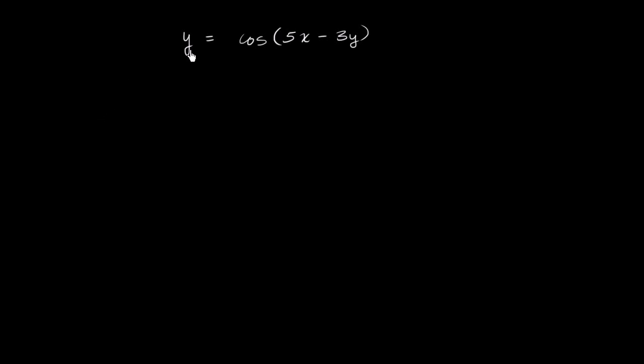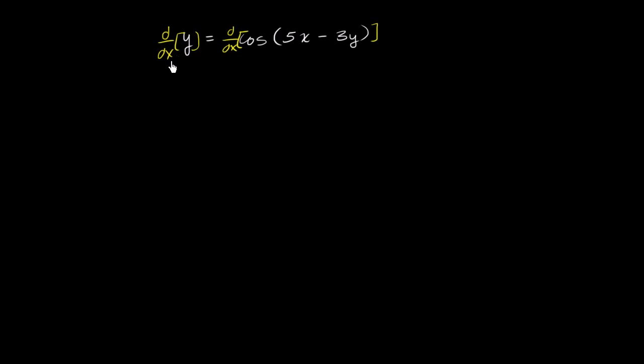Let's say we have the relationship y is equal to cosine of 5x minus 3y. And what I want to find is the rate at which y is changing with respect to x. And we'll assume that y is a function of x. So let's do what we've always been doing. Let's apply the derivative operator to both sides of this equation.